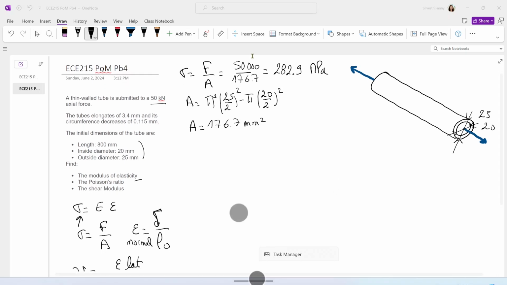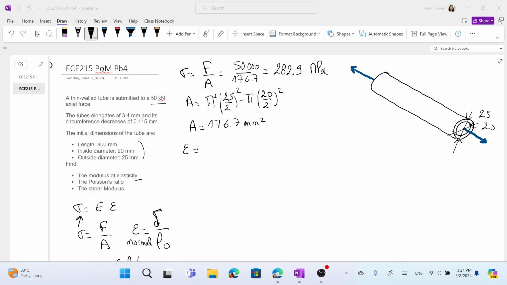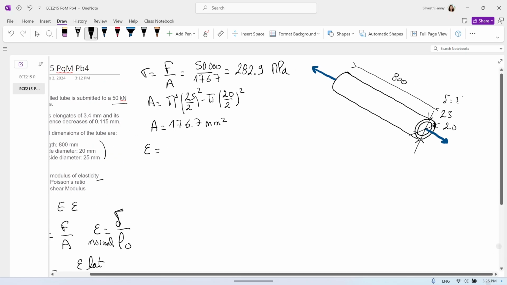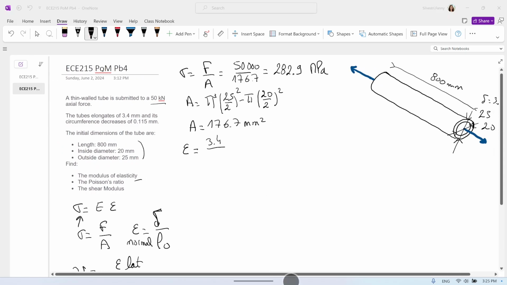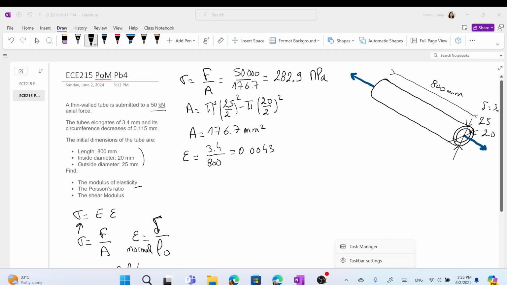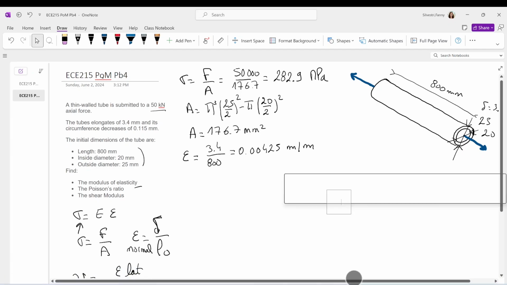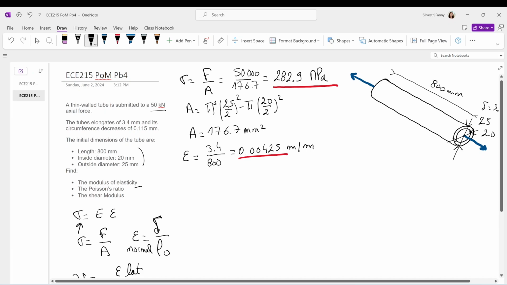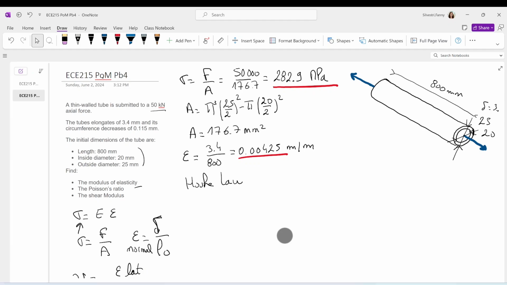And for the epsilon normal, the elongation, we have the L0 that is 800 millimeter, and we know the delta is 3.4 millimeters. So the epsilon equals 3.4 divided by 800. Let me add one more number so we have three significant numbers: 0.00425, and this is millimeters per millimeter. So we have the sigma and we have epsilon. With Hooke's law, we can find the Young modulus. So E equals sigma divided by epsilon.